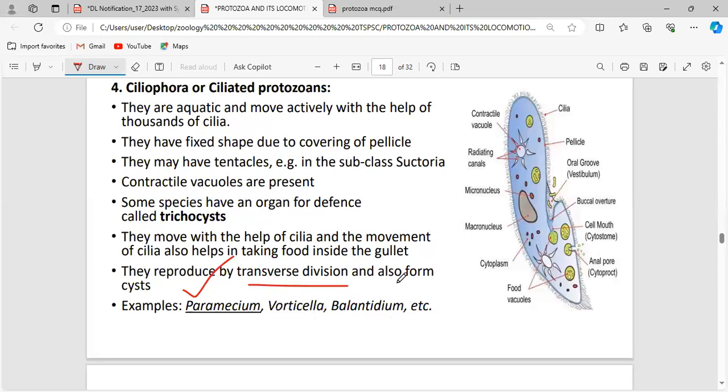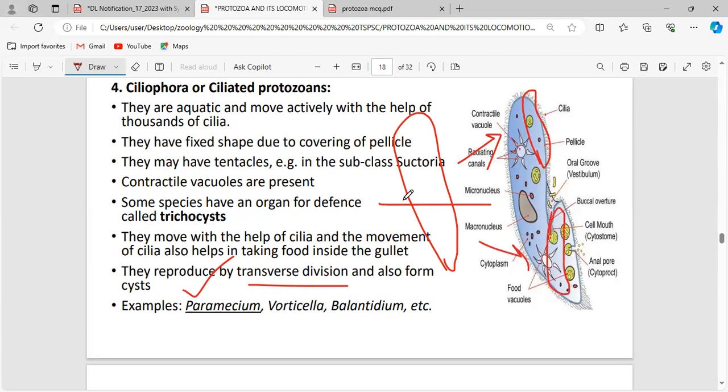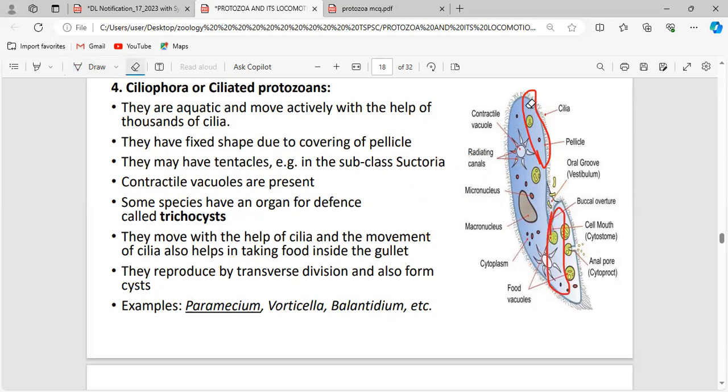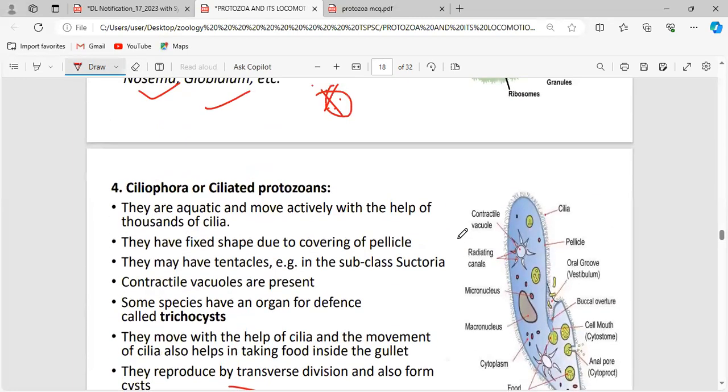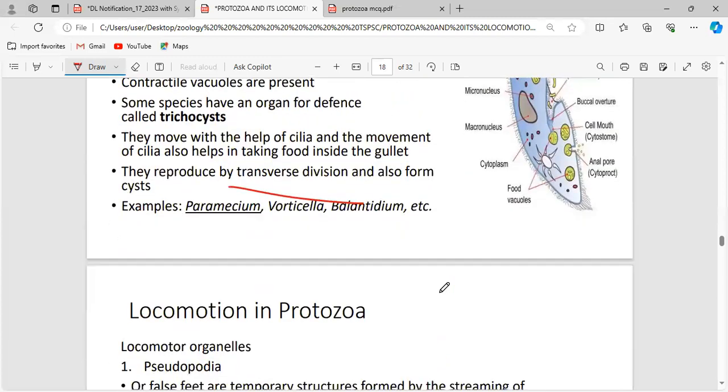Transverse division also forms the cyst. See, consider this is the paramecium. Transverse division means this upper part is going to be converted into a new paramecium, and this lower part is going to be converted into another new paramecium. This cut across the organism is said to be the transverse division. Okay, that's all about the locomotory organelle.